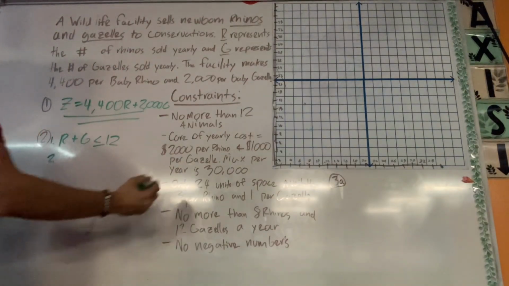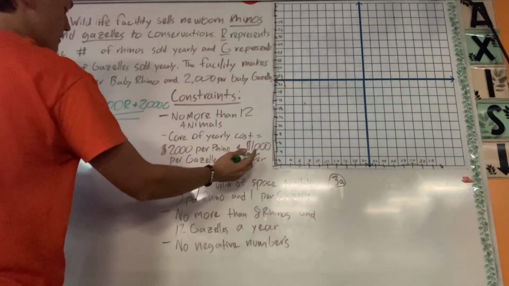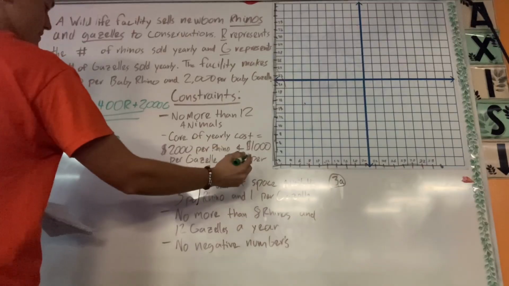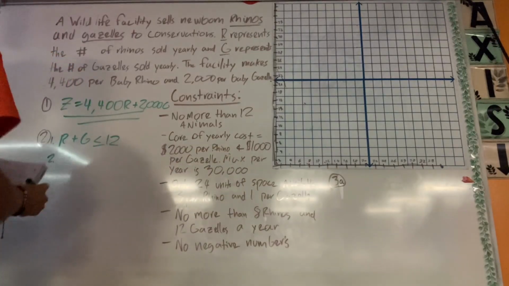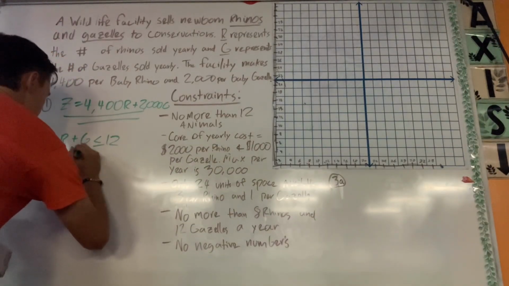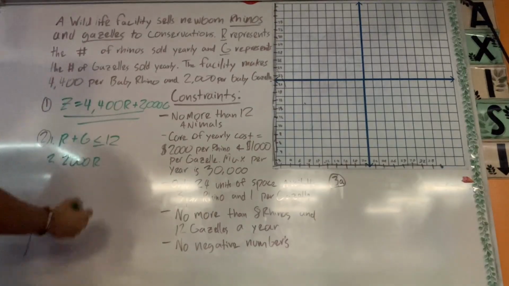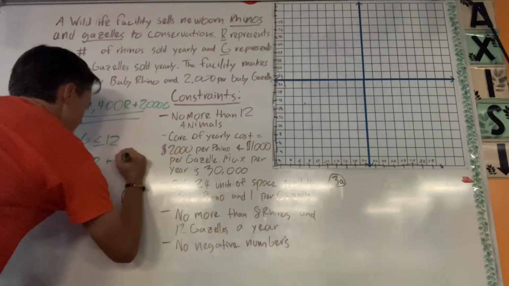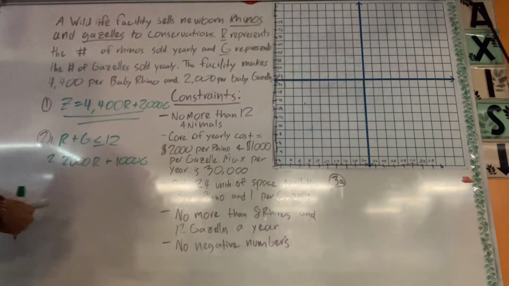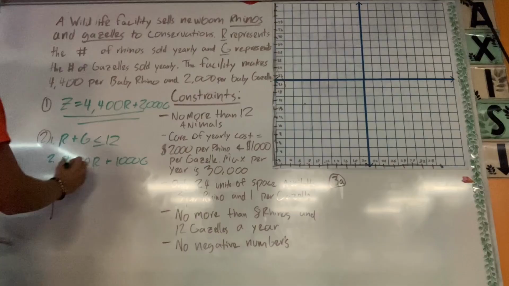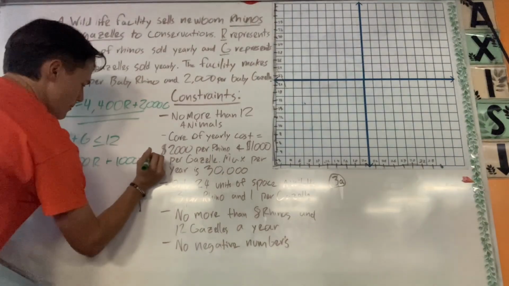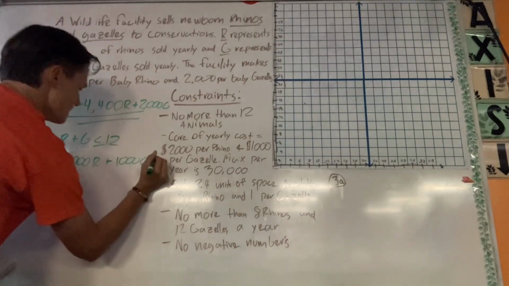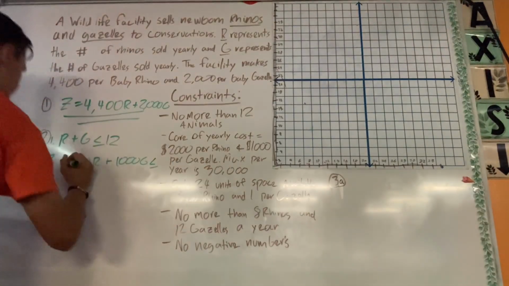Our second constraint, the care of yearly cost. So it's $2,000 per rhino and $1,000 per gazelle. But the max per year is $30,000. So first, we write 2,000 R, which represents the cost per rhino. And then we add on the 1,000 per gazelle. This is the cost per each. And now we figure out the max. So we know that it has to be less than or equal to 30,000.